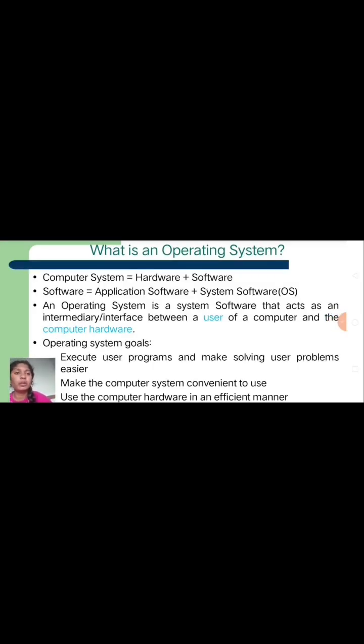Computer system is equal to hardware plus software, and software is equal to application software plus system software, and operating system is a system software that acts as an intermediate interface between a user of a computer and the computer hardware. Operating system goals: execute user programs and make solving user problems easier. Make the computer convenient to use and use the computer hardware in an efficient way.